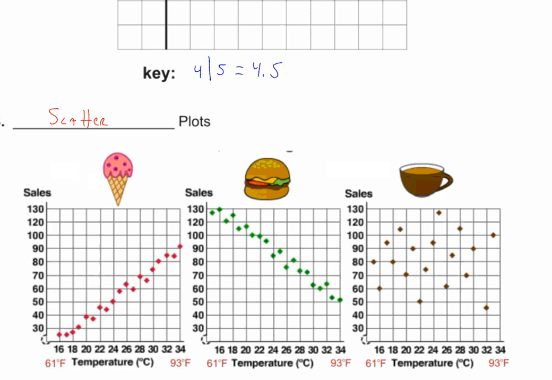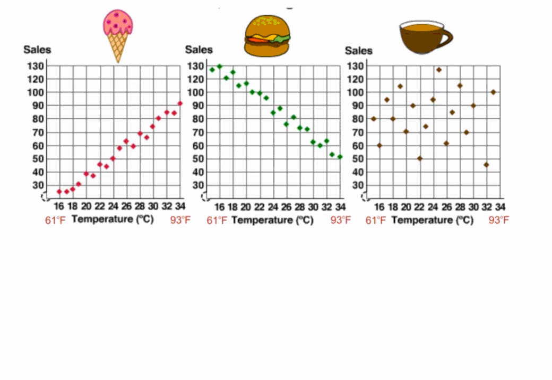Scatter plots. And I've got 3 of them here for you. So the first one is ice cream sales. The amount of sales is on the left, and the temperature in degrees Fahrenheit is at the bottom, right? What does the data tell you? Somebody raise your hand and tell me what the data means to you.